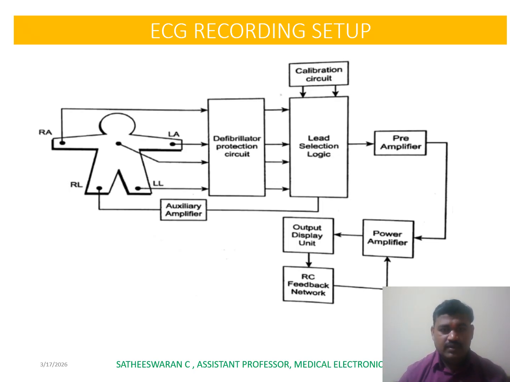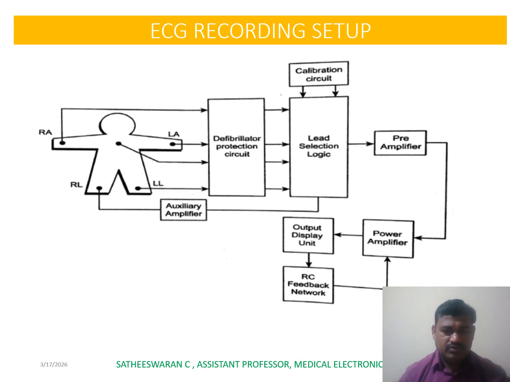These are the ECG recording setup. Electrodes from the right arm, left leg, and chest lead are given to the defibrillator protection circuit. The electrodes used for taking ECG measurements are connected to the right arm, left arm, chest and left leg of the patient. The other ends of the electrodes are connected to the lead selection logic through the defibrillator protection circuit.